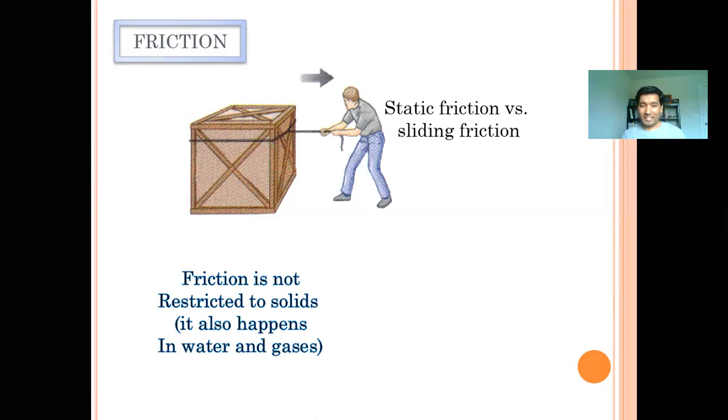Friction is not restricted to solids. It will act on water, and it will act on gases. You know the shape of airplanes and pieces like that. Why? Engineers do not design airplanes like a bus, like a rectangle. Why? Because if they make airplanes like a bus, there will be more air friction.